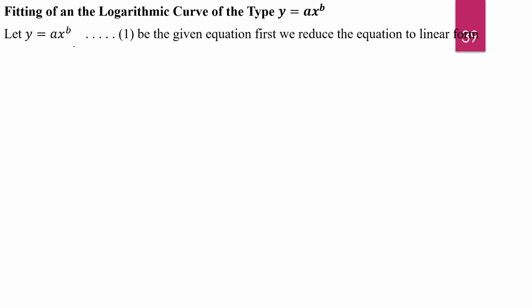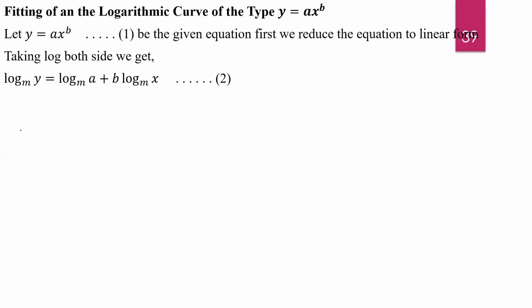For that, we take log both sides, then log y is equal to log a plus b times log x. Here we use the logarithmic property: log of capital A into capital B is equal to log of capital A plus log of capital B. That is, log of a into x^b. Also, we use log of A raised to B is B into log of A. Using these two properties, we write the right hand side of equation number 2.